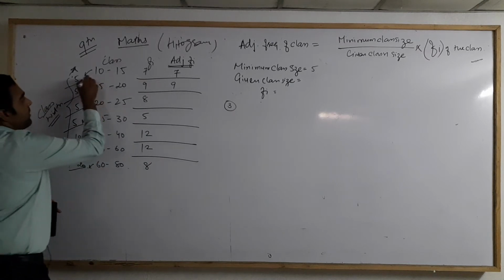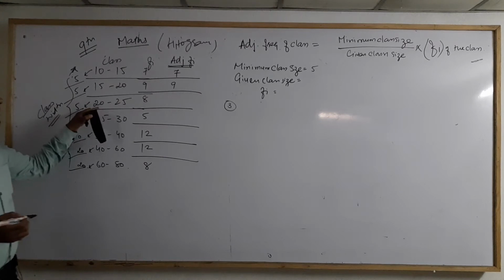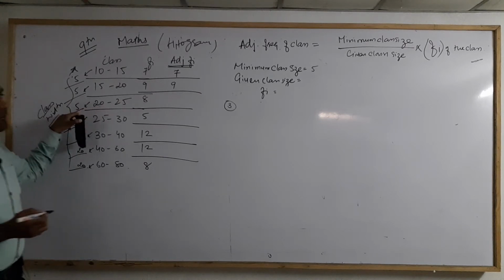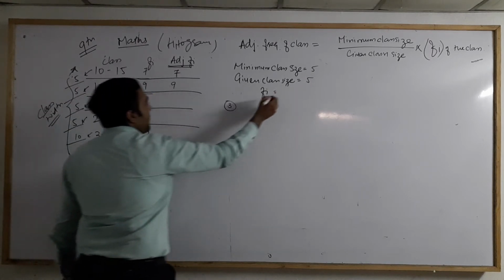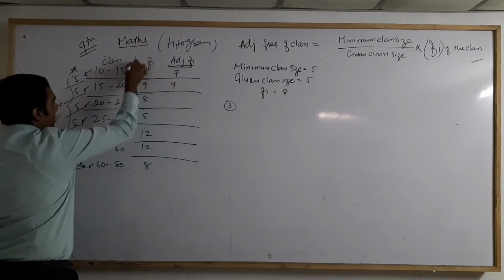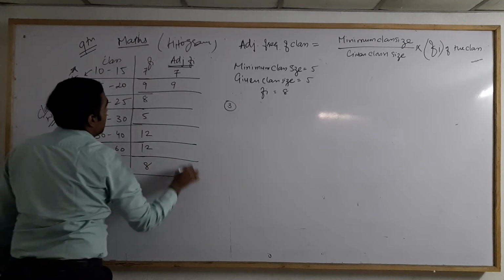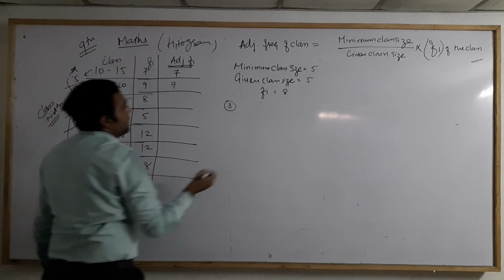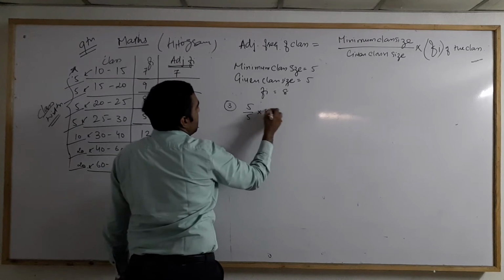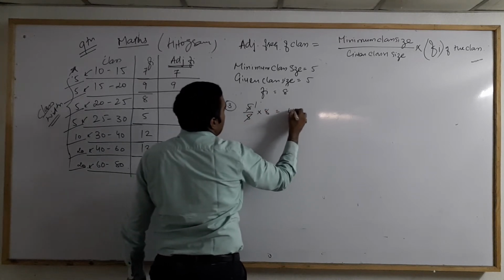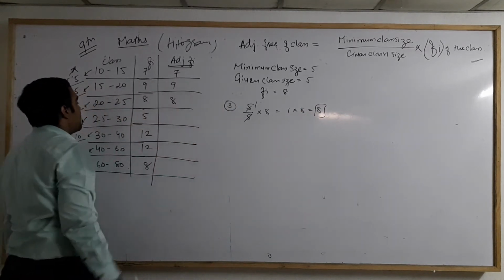Now for the third one, my given class size is also 5, and my frequency for that is 8. So as per the question, minimum class size upon given class size into frequency, therefore 5 divided by 5 is 1, therefore 1 into 8. My answer is 8 for the third also.